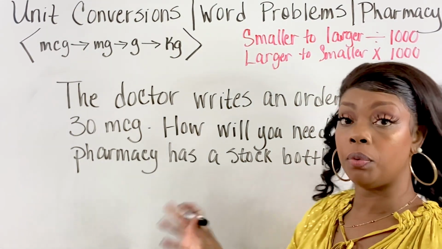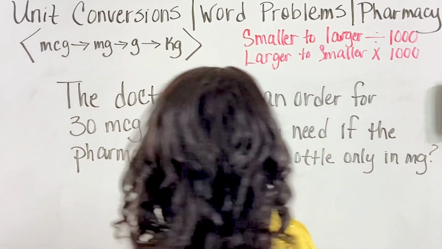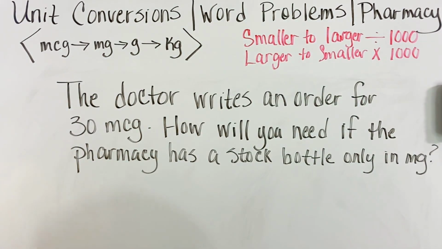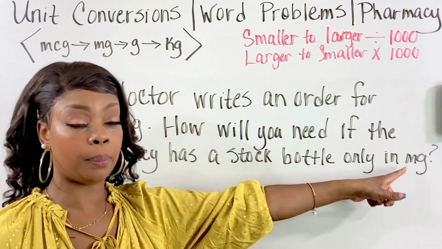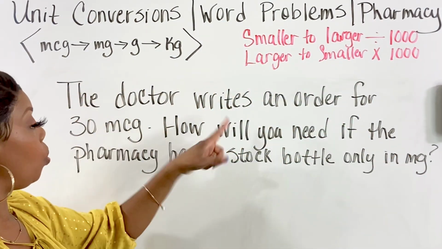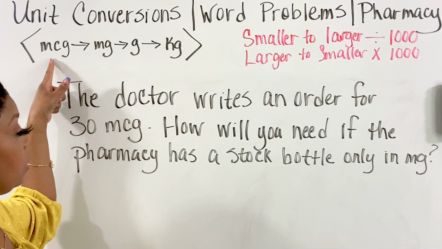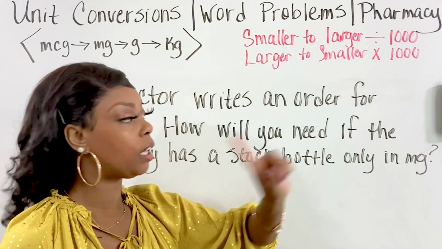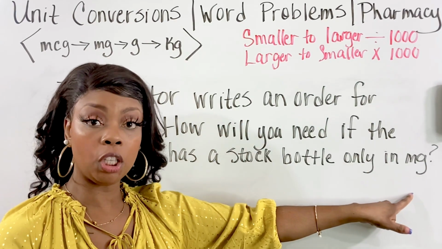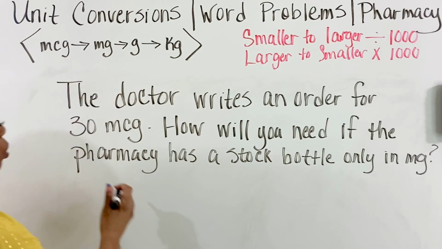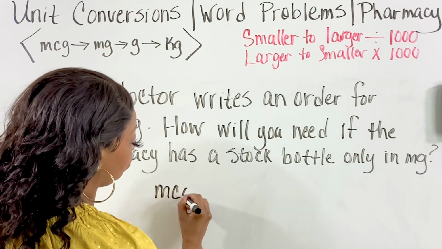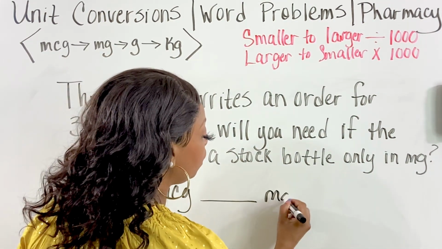Okay, so this is problem number 4. It says the doctor writes an order for 30 micrograms of a drug. How much will you need if the pharmacy has a stock bottle for only milligrams? So the doctor writes an order for 30 micrograms, but you only have in stock whatever drug this is in milligrams. All right, so we're going from micrograms to milligrams. That's the goal.